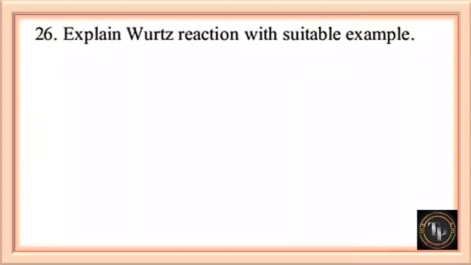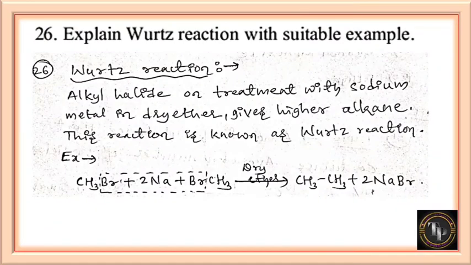Explain Wood's reaction. See, alkyl halide on treatment with sodium metal in the presence of dry ether gives a higher alkane. Coupling occurs. Alkyl groups couple with each other. This reaction is known as Wood's reaction. You see the example. Methyl bromide is treated with two molecules of sodium metal. Again, methyl bromide only I have taken. NaBr I have shown with the dotted line. You see there, two molecules of NaBr are eliminated, and the CH3 groups connect to each other. So ethane is produced from methyl bromide. So this is called Wood's reaction.